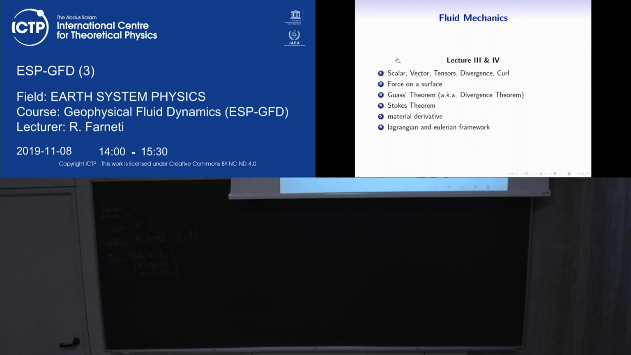Okay, so in this case it has 9 components. Scalars and vectors are also tensors. Yes. Good.